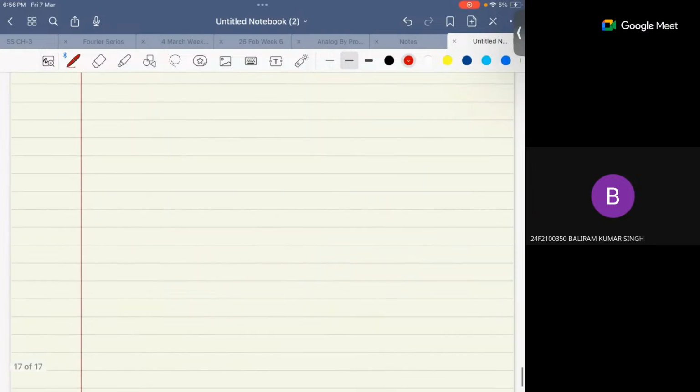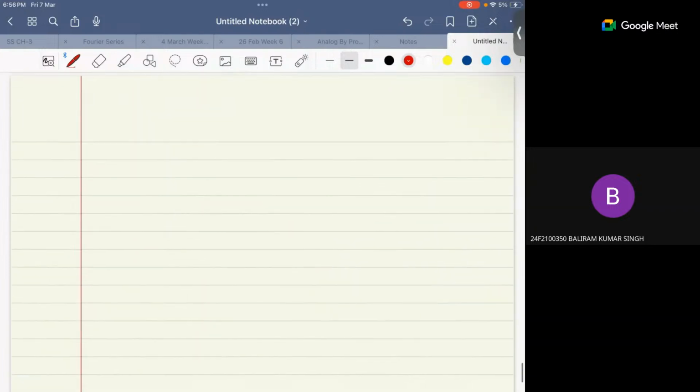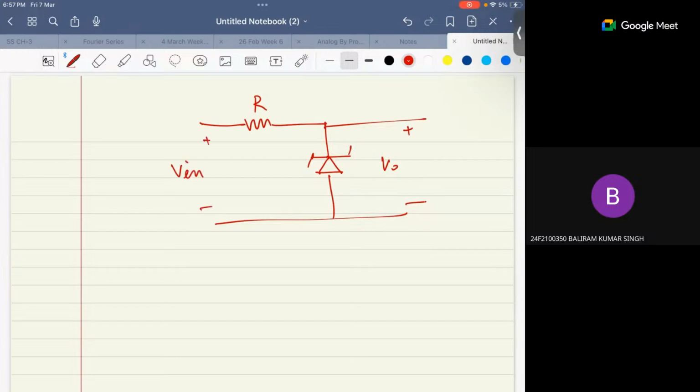Okay, so the first example that I want to give you: even a Zener diode can work as a clipper circuit also. Let's deal with that. There is a resistance R. Let's say this is a Zener diode, and this is V naught. You're applying a V input here. The breakdown voltage is 5 volt. The input that you are applying is 10 sin omega t. What will happen?